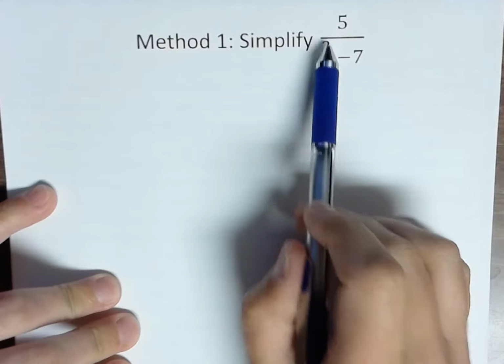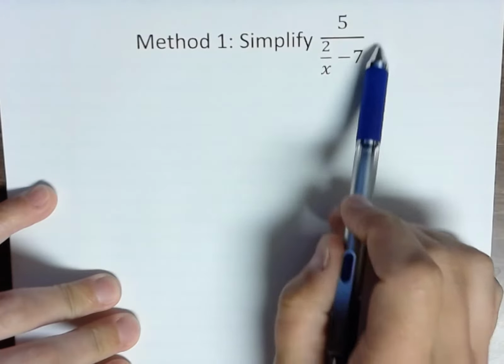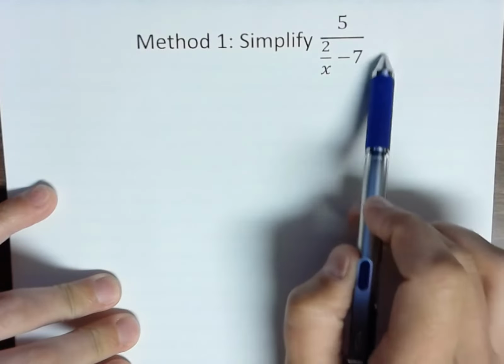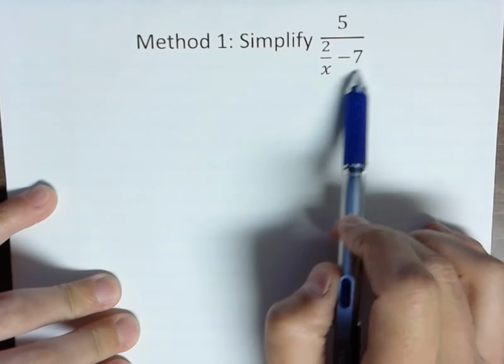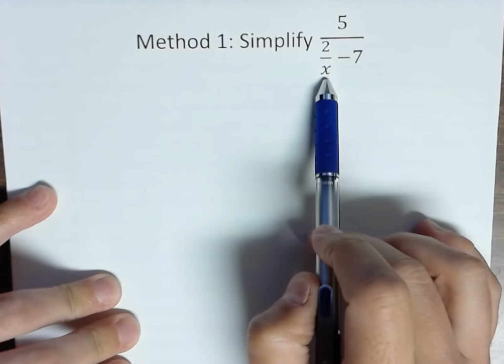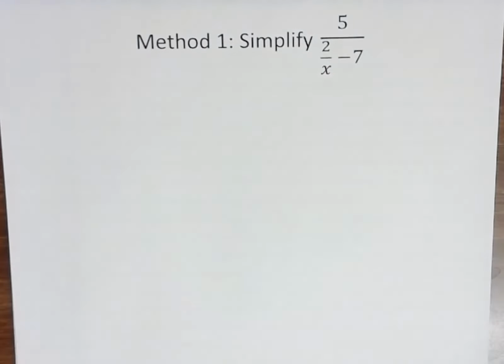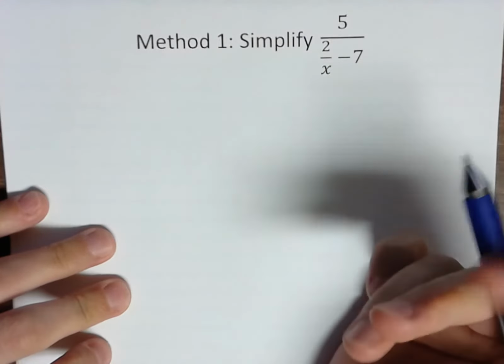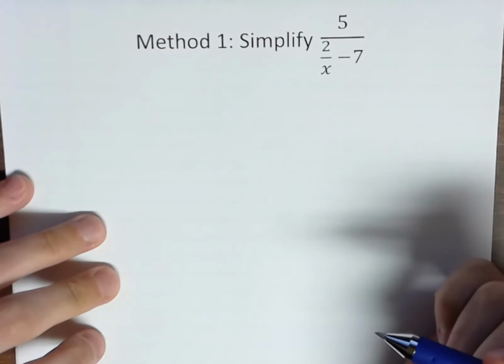5 over 2 divided by x minus 7. Here's the complex fraction part, right? This is our overall numerator, overall denominator. But within our denominator, we have another denominator, and that's the complex fraction part of it. So to introduce this method and just review it with you, let me throw out a simple example.